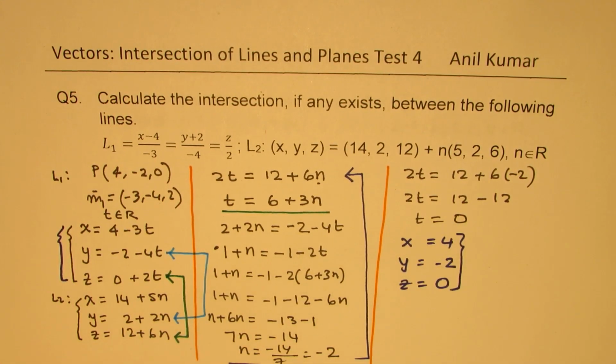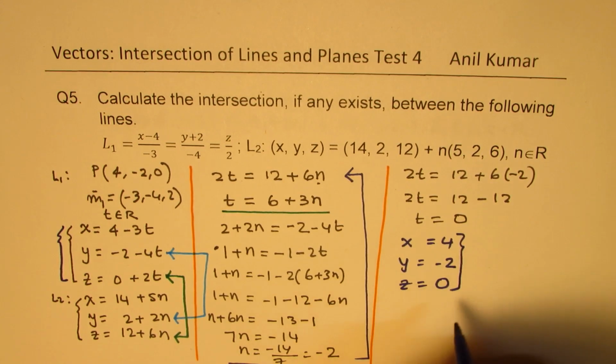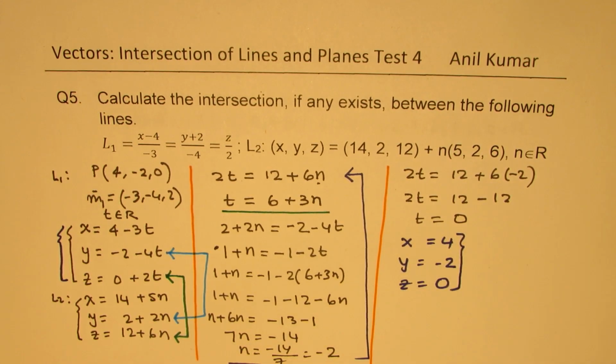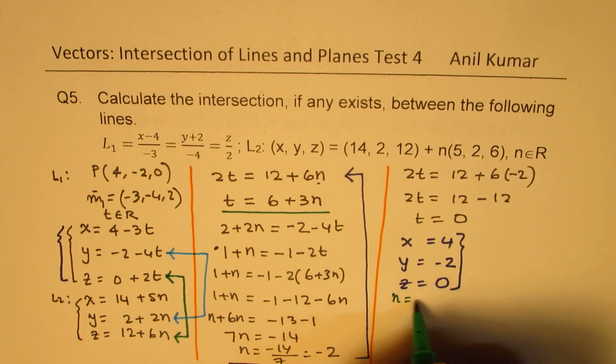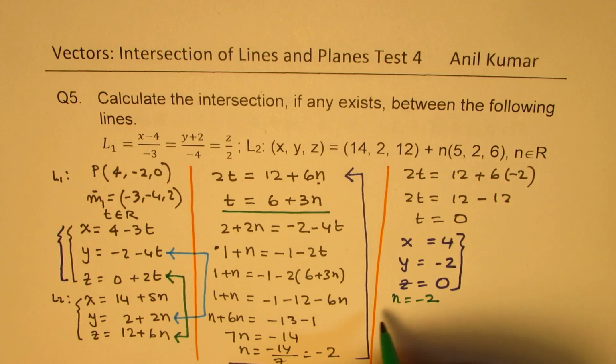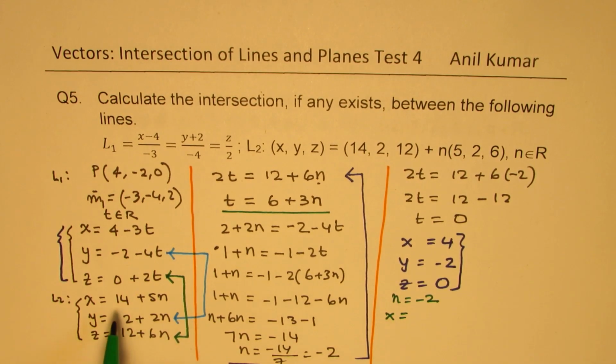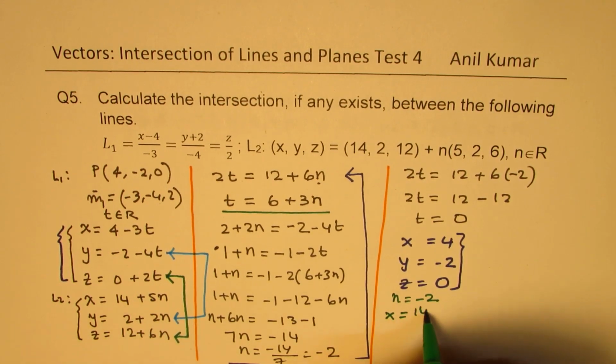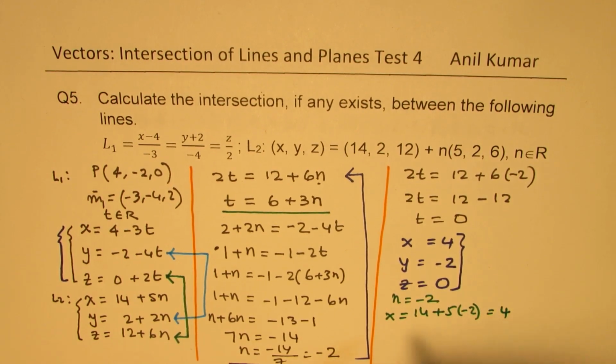Now, the idea here is, n is minus 2, so we need to check this solution. For n equals minus 2, what happens? If n equals minus 2, let me substitute in the second equation. We get x equals what? When I substitute minus 2 here, we get 14 plus 5 times minus 2. That is indeed 4. The y value is 2 plus 2 times minus 2, so that is indeed minus 2. And the z value is 12 plus 6 times minus 2, which is also 0.